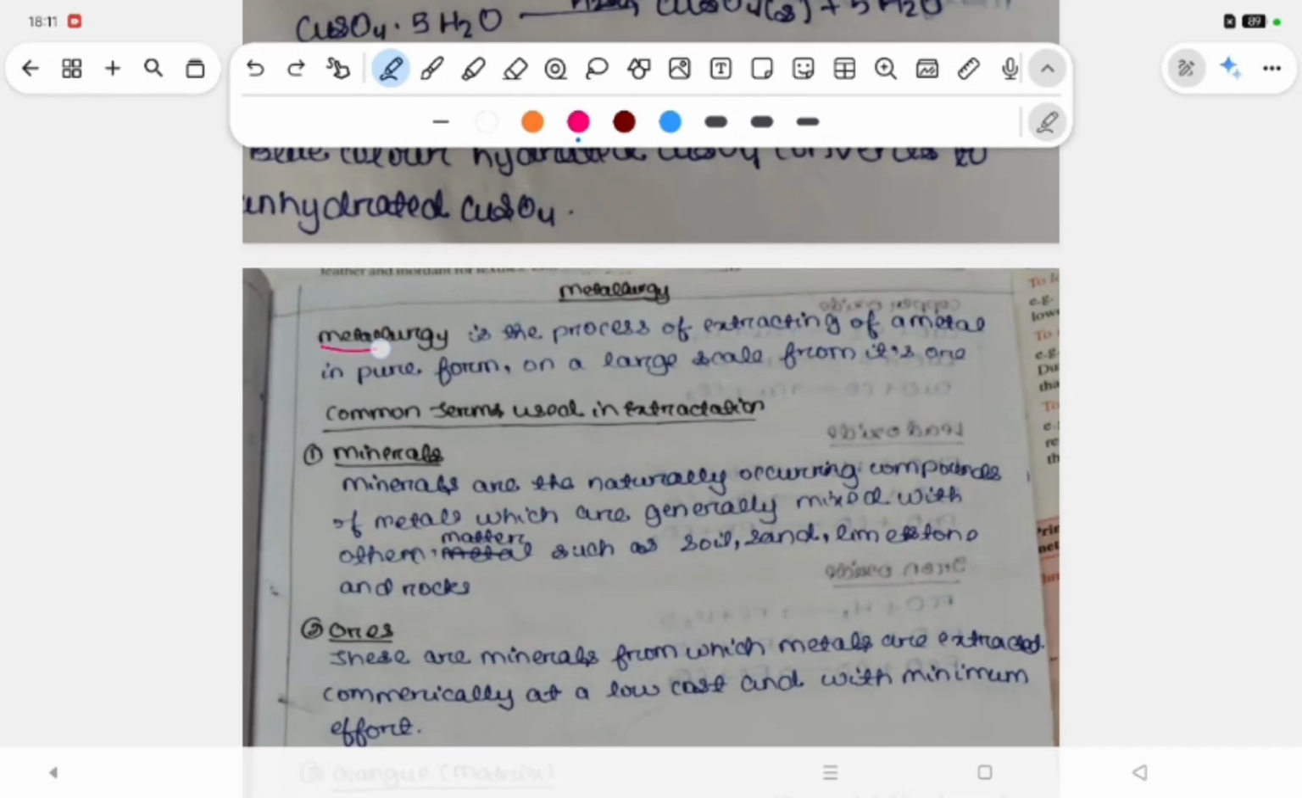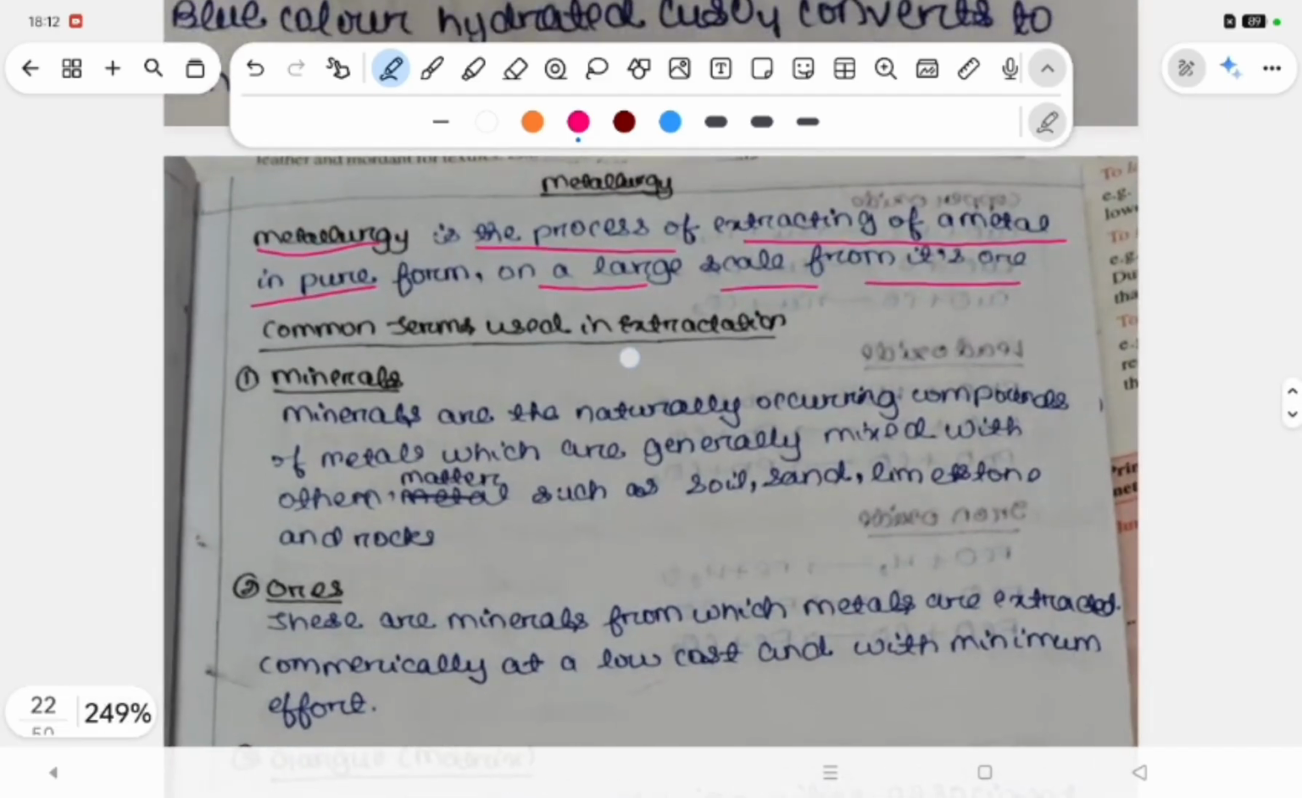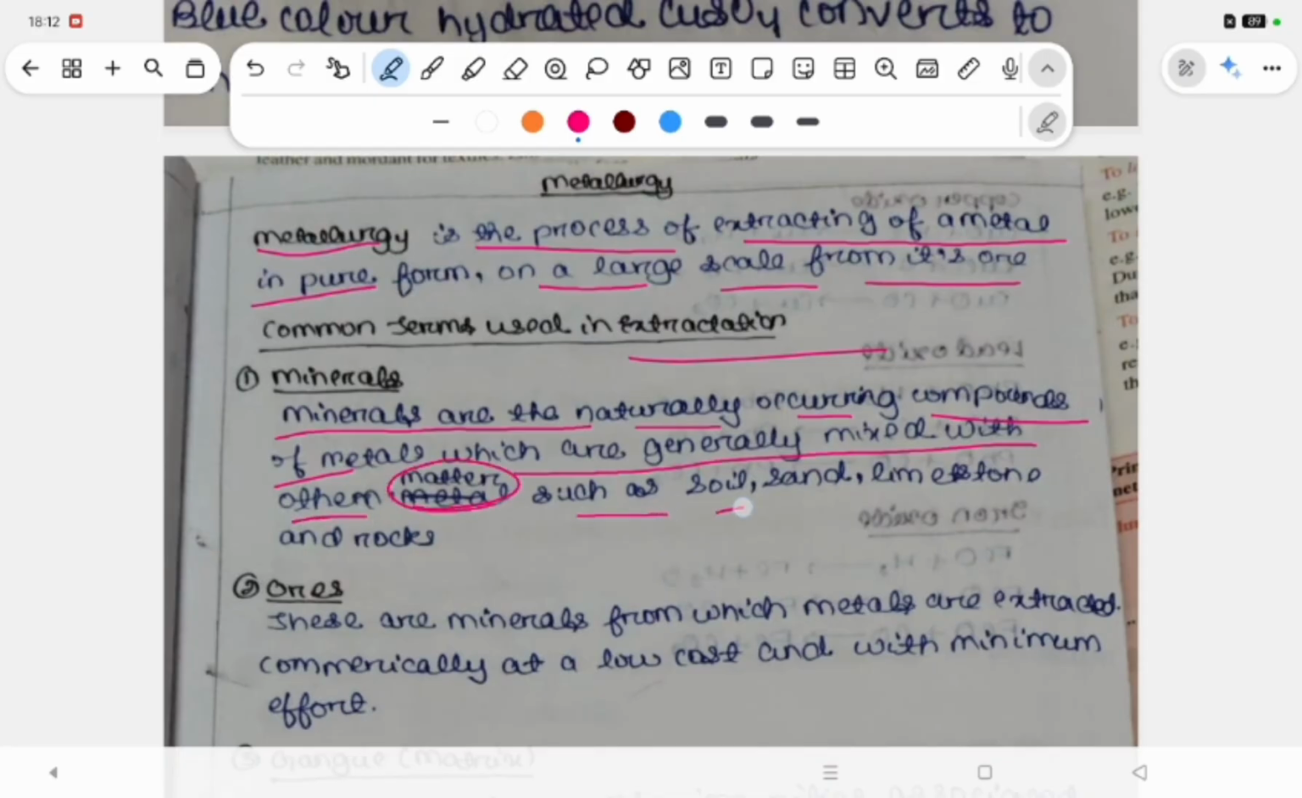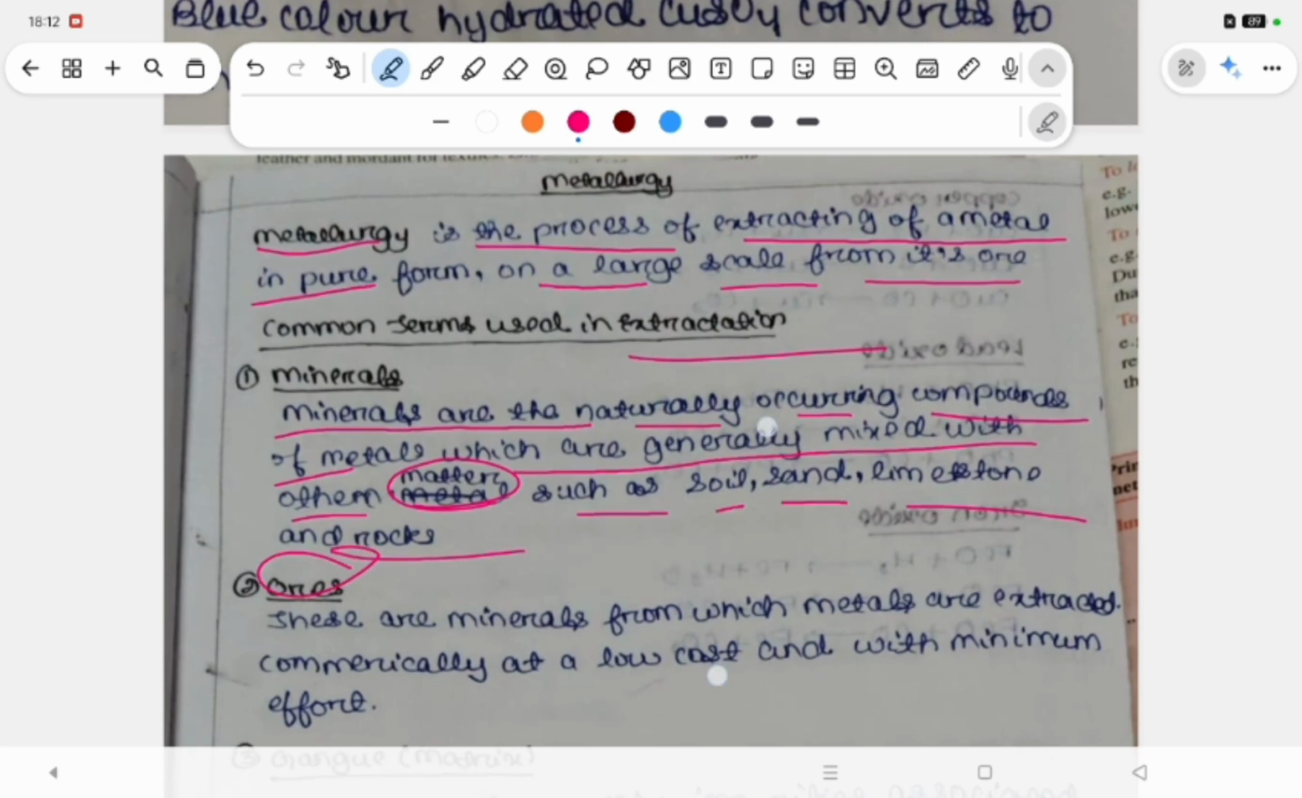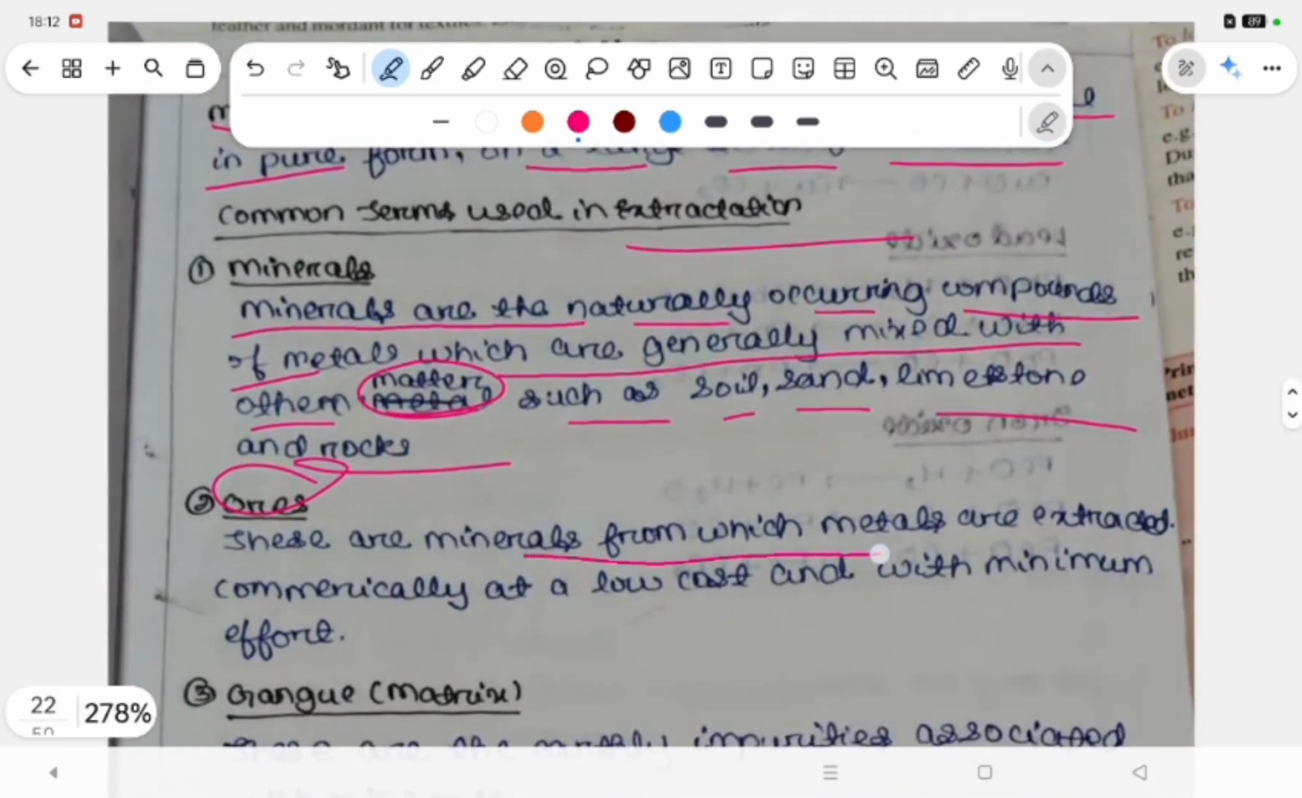Metallurgy. Metallurgy is the process of extraction of a metal in a pure form on a large scale from its ore. Common terms used in extraction. Minerals. Minerals are the naturally occurring compounds of metals which are generally mixed with other matter such as soil, sand, limestone and rocks.